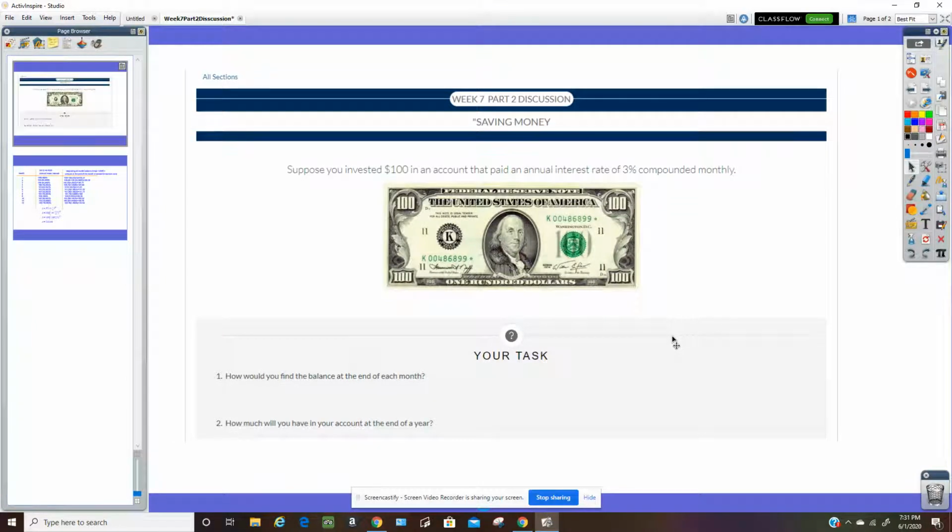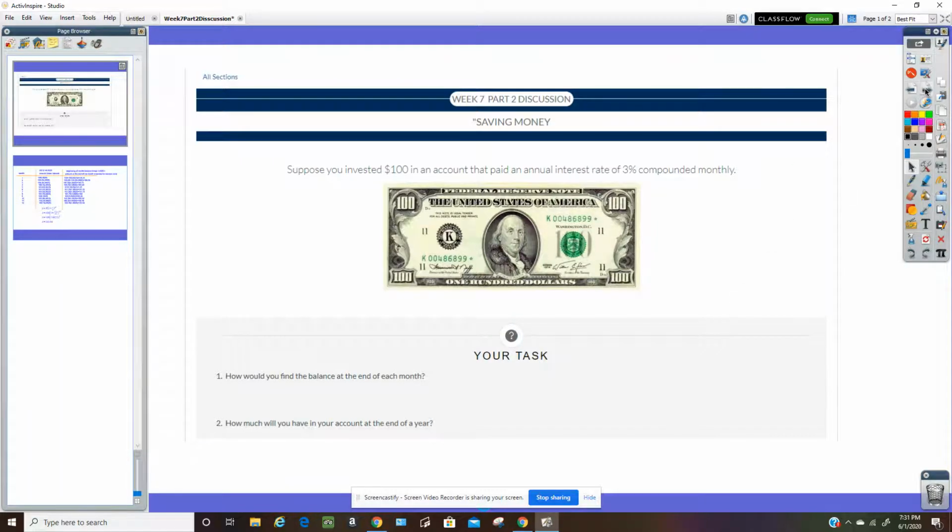Suppose you invest $100 in an account that paid an annual interest rate of 3% compounded monthly. How would you find the balance at the end of each month? How much will you have in the account at the end of the year?